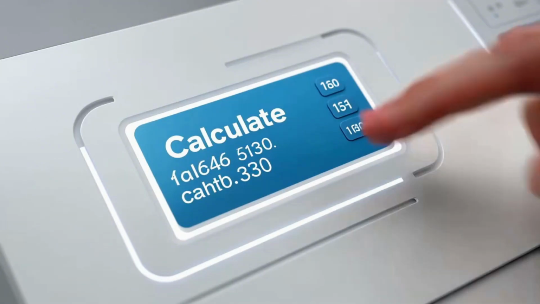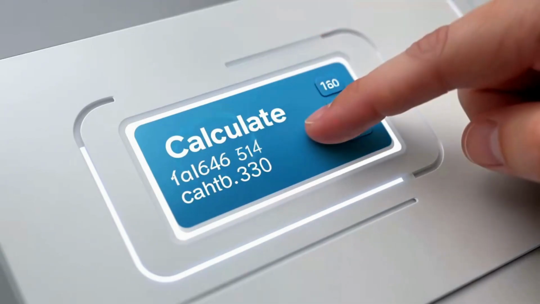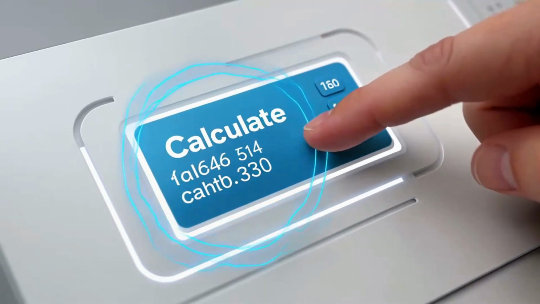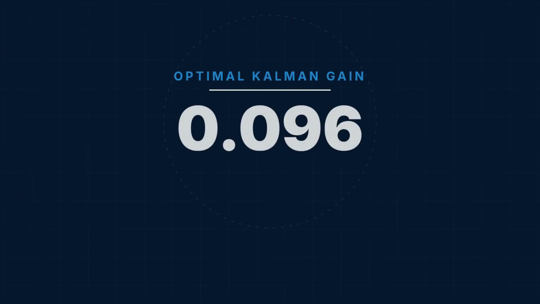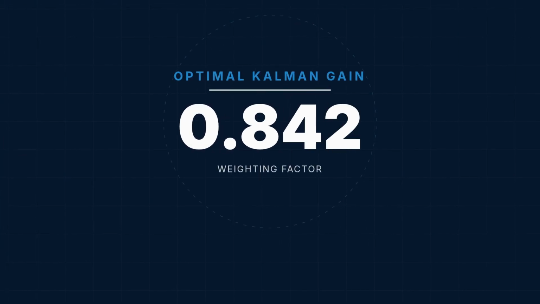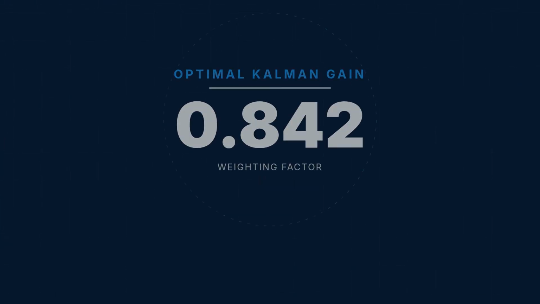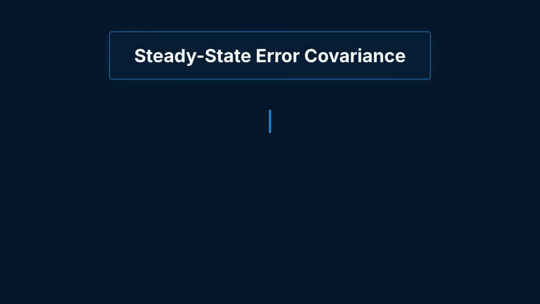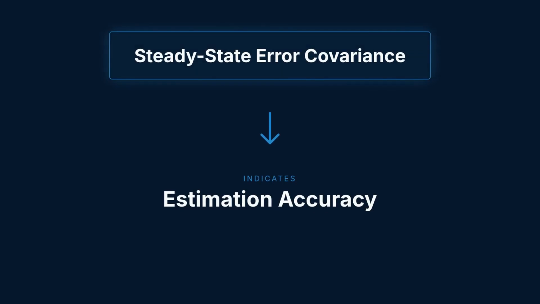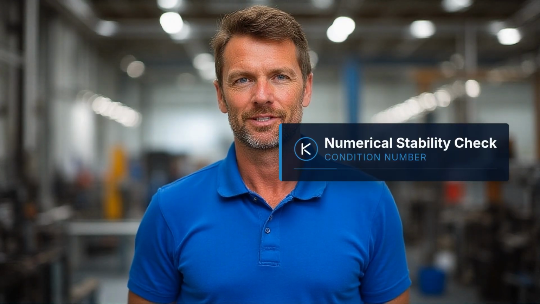With these inputs, the calculator determines the steady-state Kalman gain that minimizes estimation error. The output shows the optimal gain value, which represents how much weight to give new measurements versus predictions. It also displays the steady-state error covariance, indicating the expected estimation accuracy. The condition number reveals numerical stability of the solution.